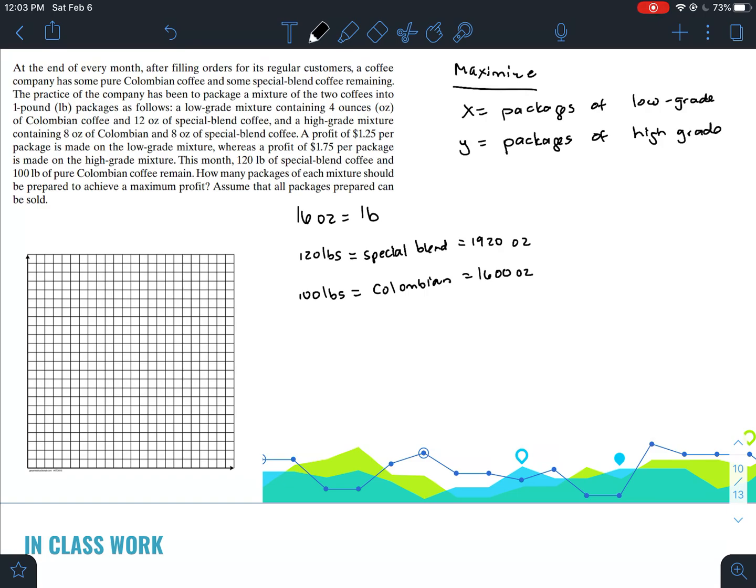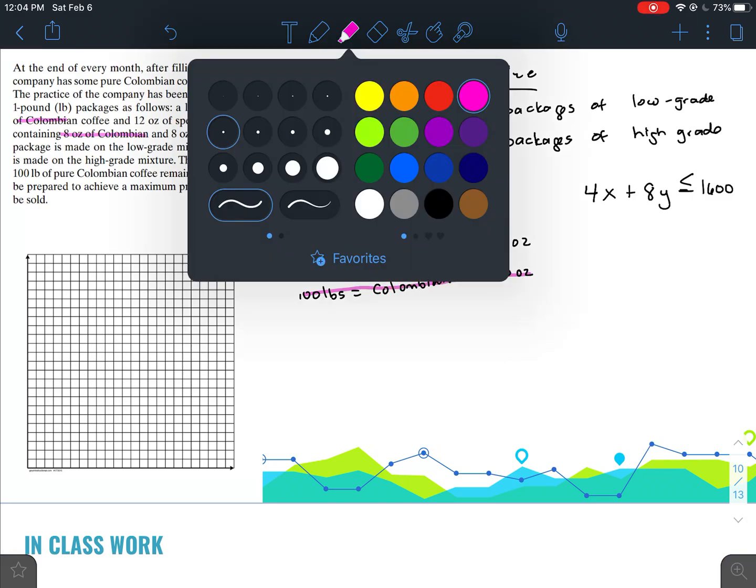So in our low grade, we have 4 ounces of Colombian, and then in our high grade, we have 8 ounces of Colombian. So I know if I take those 4 ounces in my low grade packages plus those 8 ounces in my high grade packages, I need that to be less than or equal to the 1,600 ounces of Colombian that I have total.